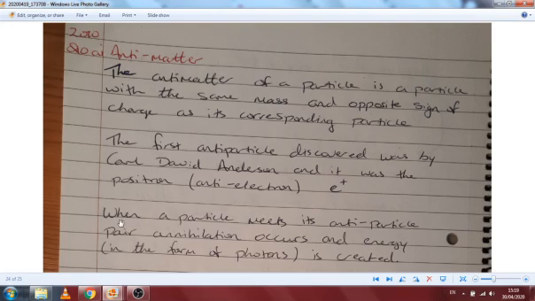Then the question says, what happens when a particle meets its antiparticle? So when a particle meets its antiparticle, pair annihilation occurs, and energy in the form of photons, which would be light, is created. So that's pair annihilation. That's what happens when a particle meets its antiparticle. So that's the first section, worth 18 marks, would be 3 by 6.